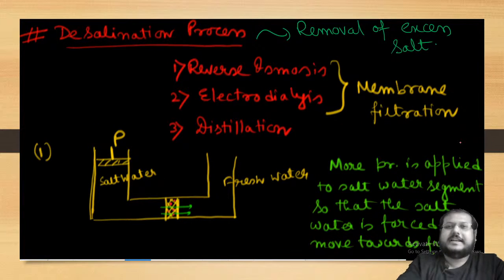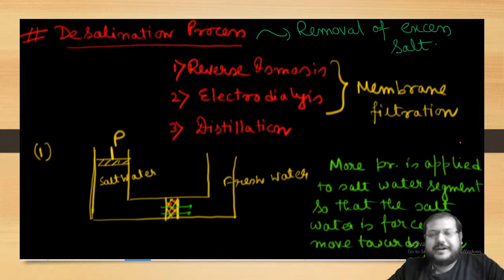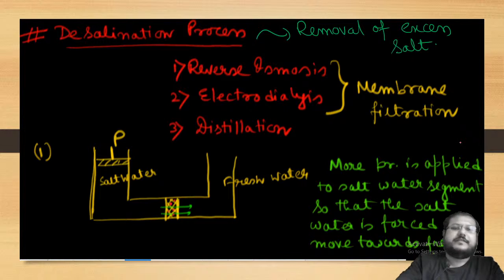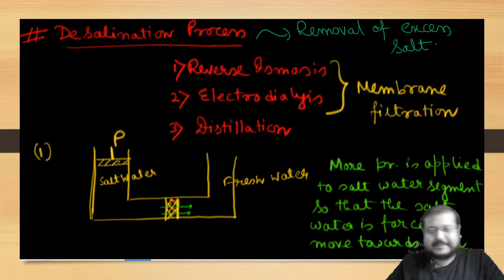Now again going to the desalination process. Reverse osmosis and electrolysis, both the processes require the use of a membrane. That's why it's called membrane filtration. In reverse osmosis, two chambers will be there. In one chamber salt water, in another chamber fresh water, separated by a membrane. In the salt water segment, extra pressure will be provided. So salt water will try to move towards fresh water, and the membrane will restrict the flow of salt particles.